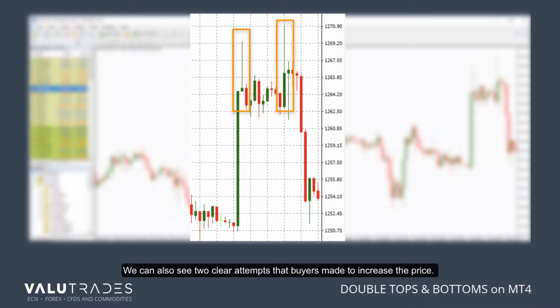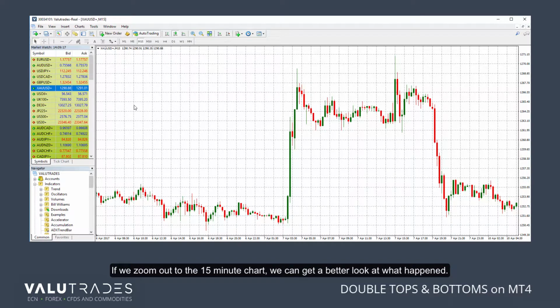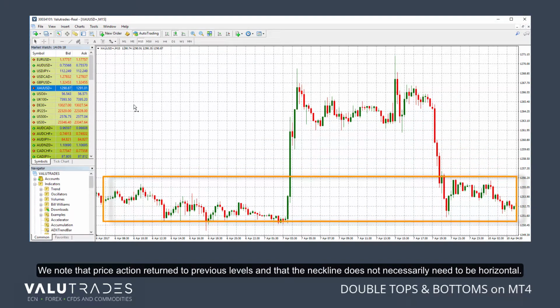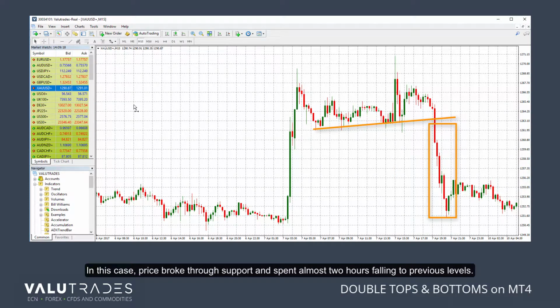We can also see 2 clear attempts that buyers made to increase the price. This is why we call it a double top. If we zoom out to the 15-minute chart, we can get a better look at what happened. We note that price action returned to previous levels and that the neckline does not necessarily need to be horizontal. In this case, price broke through support and spent almost 2 hours falling to previous levels.